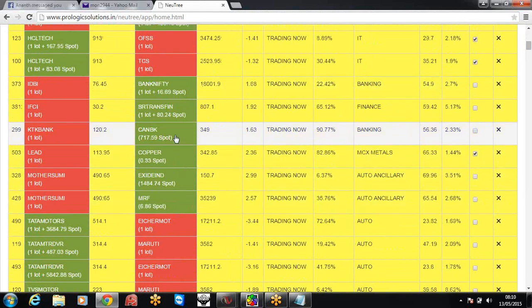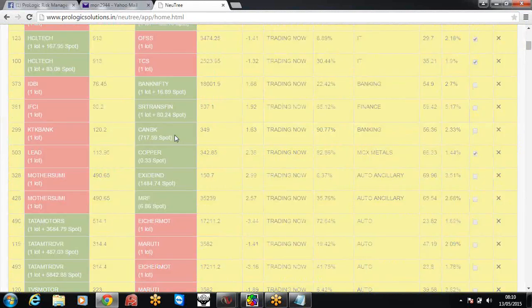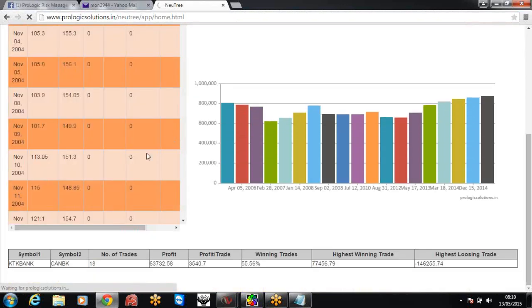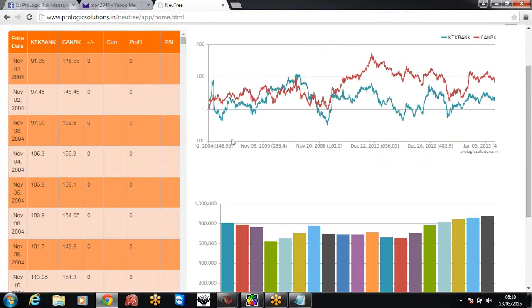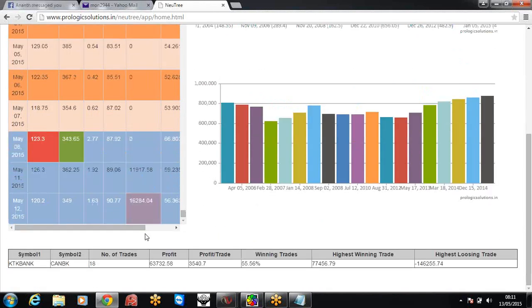So Karnataka Bank and this one, let's see this. So we had 18 trades in this. You can see that we have the data for last 10 years. So you can always check all the 10-year calls. So this call generated on May 8th.